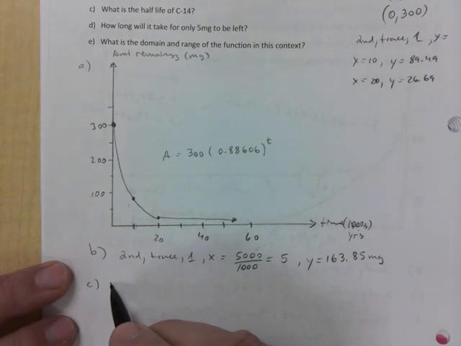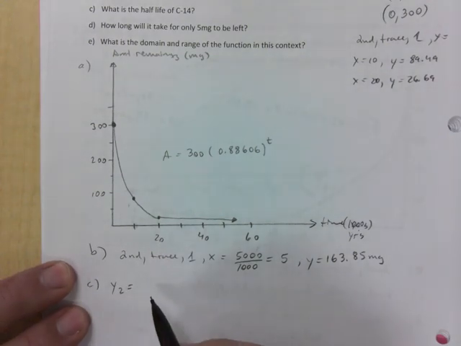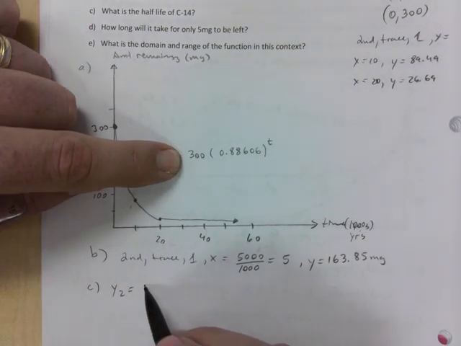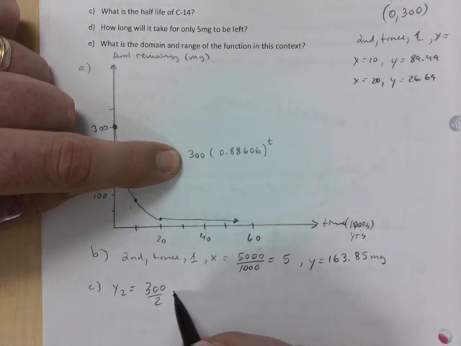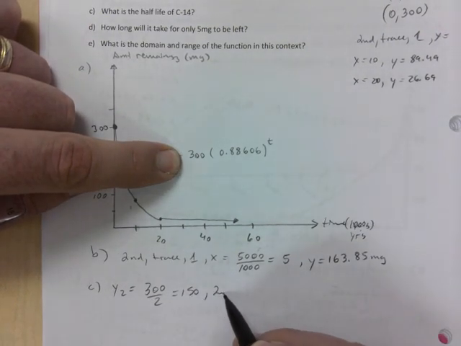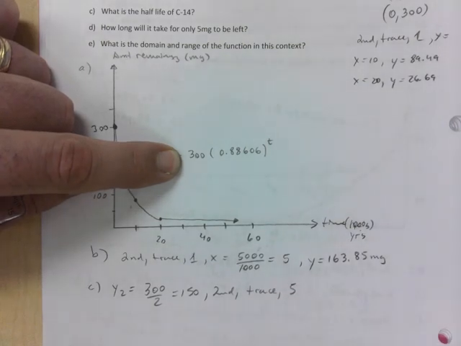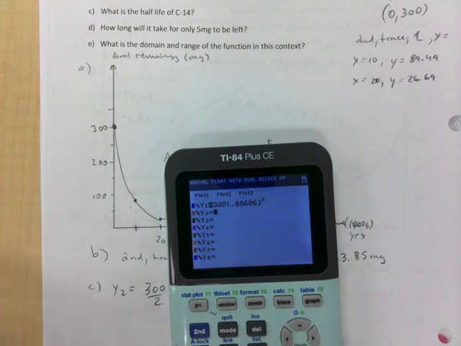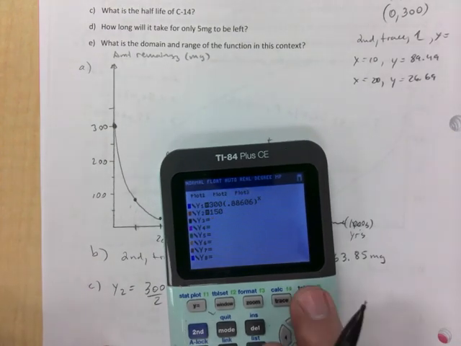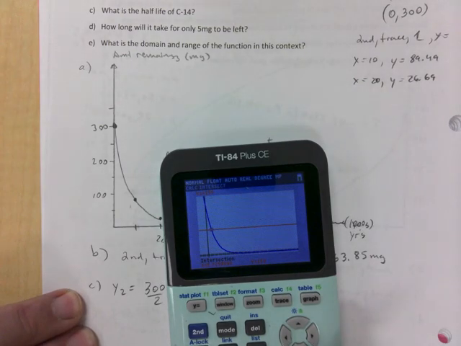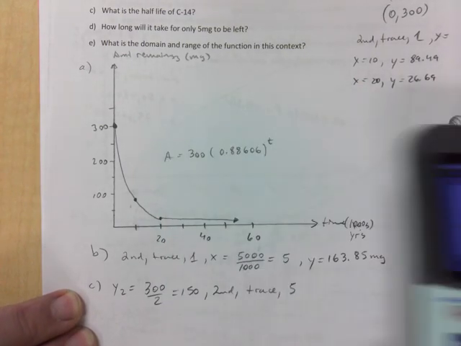Okay. C, what's the half-life of C14? The half-life. So you're just going to take what you started with, which is 300, and just split it in 2, right, to get 150. And then you're going to figure out how long that takes by finding the intersection. So we're going to go Y2 equals 150, graph it, second trace 5, and it's 5.73.